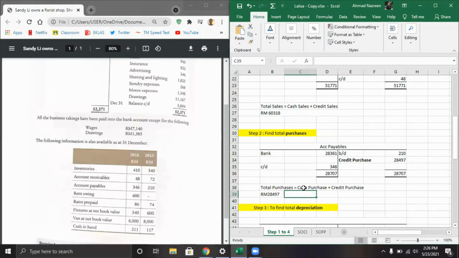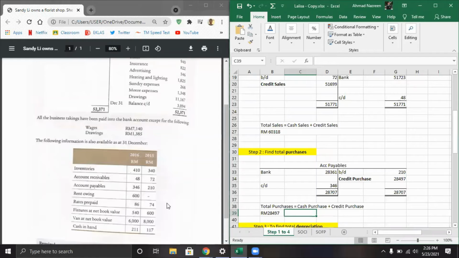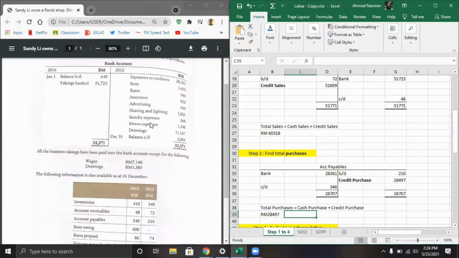So in this question, the cash purchase is not here because all the purchases are on credit.